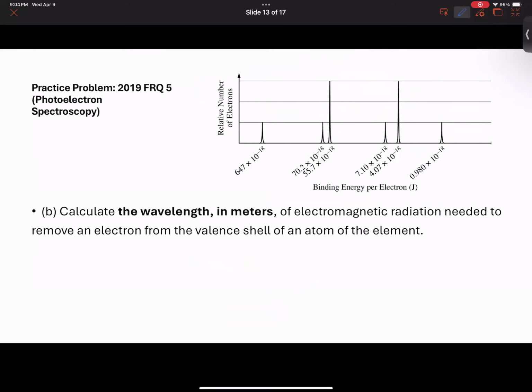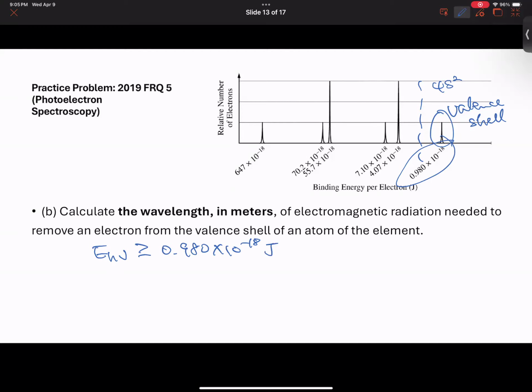Now calculate the wavelength in meters of electromagnetic radiation needed to remove an electron from the valence shell of an atom of the element. So this is the valence shell, 4s2. And let's look at the value. 0.98 times 10 to the negative 18 joules of energy is required to take this one away. So the energy of the photon must be at least 0.980 times 10 to the negative 18 joules. Then it knocks this electron out and eliminates this one, leaving the metal.